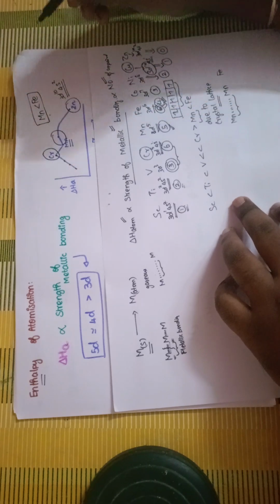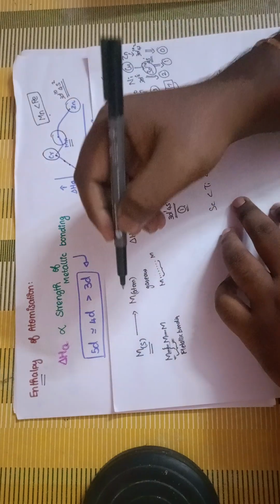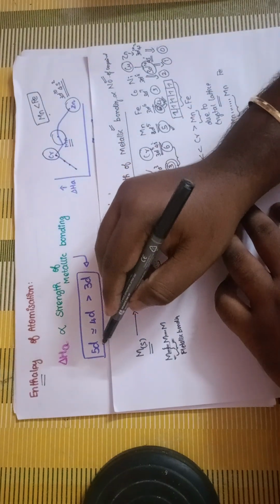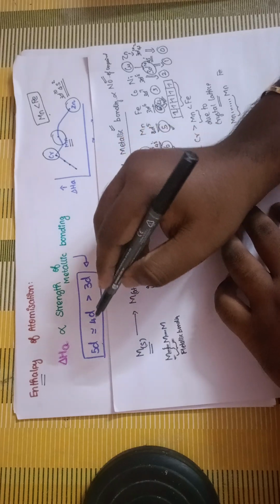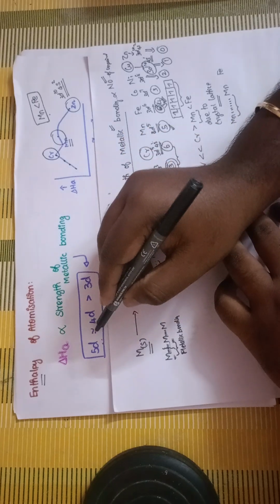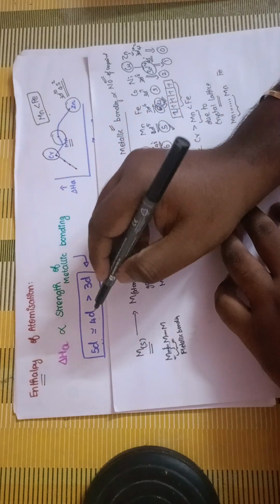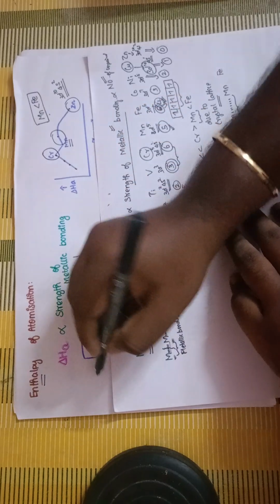Crystal structure. Okay. And down the group, metallic bonding strength increases. So 4d and 5d will have higher enthalpy of atomization. Why 5d and 4d have approximately equal enthalpy of atomization is due to lanthanoid contraction.